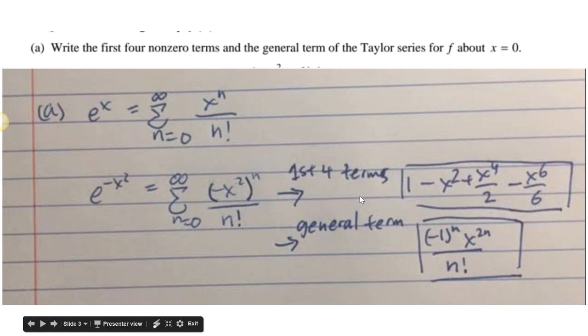In addition, we are asked to find the general term. However, the general term will just be this portion of our summation, which is negative 1 to the n multiplied by x to the 2n divided by n factorial. And this is how we get to our next term.